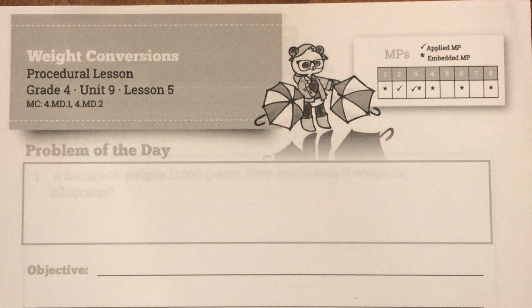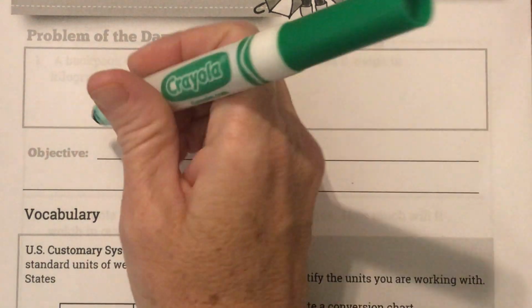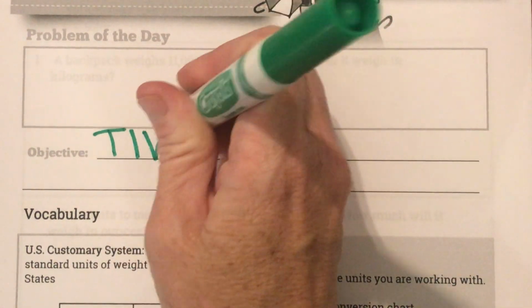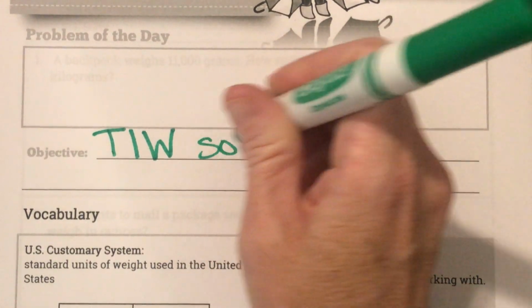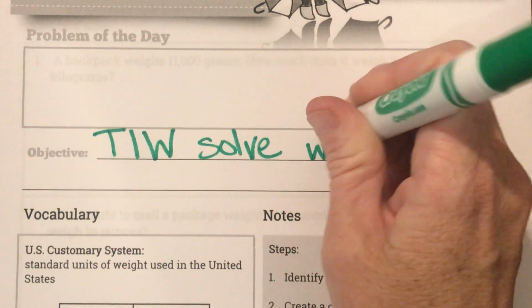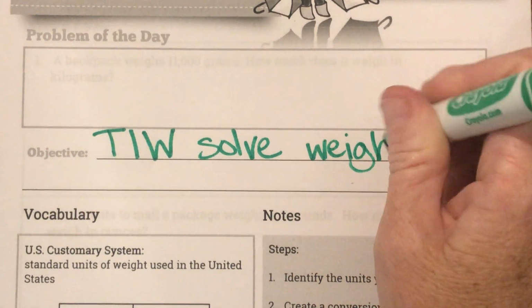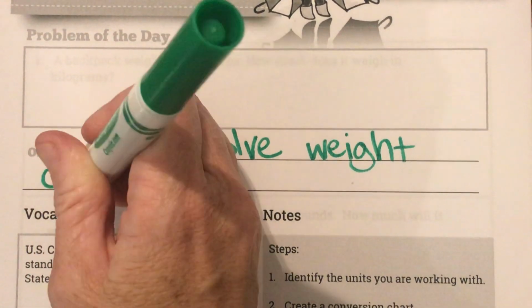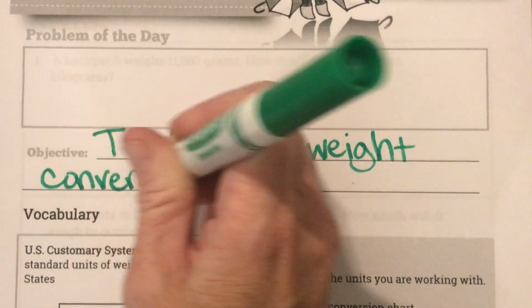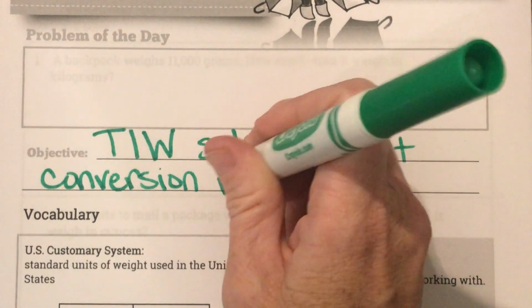So our goal today, or our objective today, is: today I will solve weight conversion word problems.